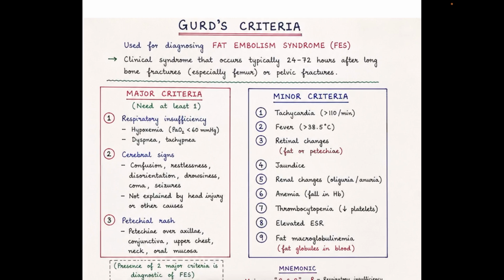This is the Gurd's criteria. It is used for diagnosing fat embolism syndrome. The major criteria are three: respiratory insufficiency, cerebral signs like confusion and drowsiness, and petechial rash over axilla, conjunctiva, and upper chest. These are the three major criteria, and you have minor criteria. Those are tachycardia, fever, retinal changes, jaundice, renal changes, anemia, thrombocytopenia, elevated ESR, and fat macroglobulinemia.